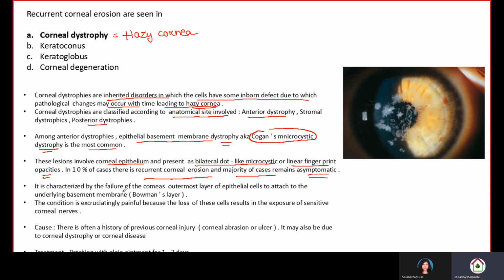It is characterized by the failure of the corneal outermost layer of epithelial cells to attach to the underlying basement membrane, that is, to Bowman's layer. And the condition is excruciatingly painful because the loss of these cells results in exposure of sensitive corneal nerves.